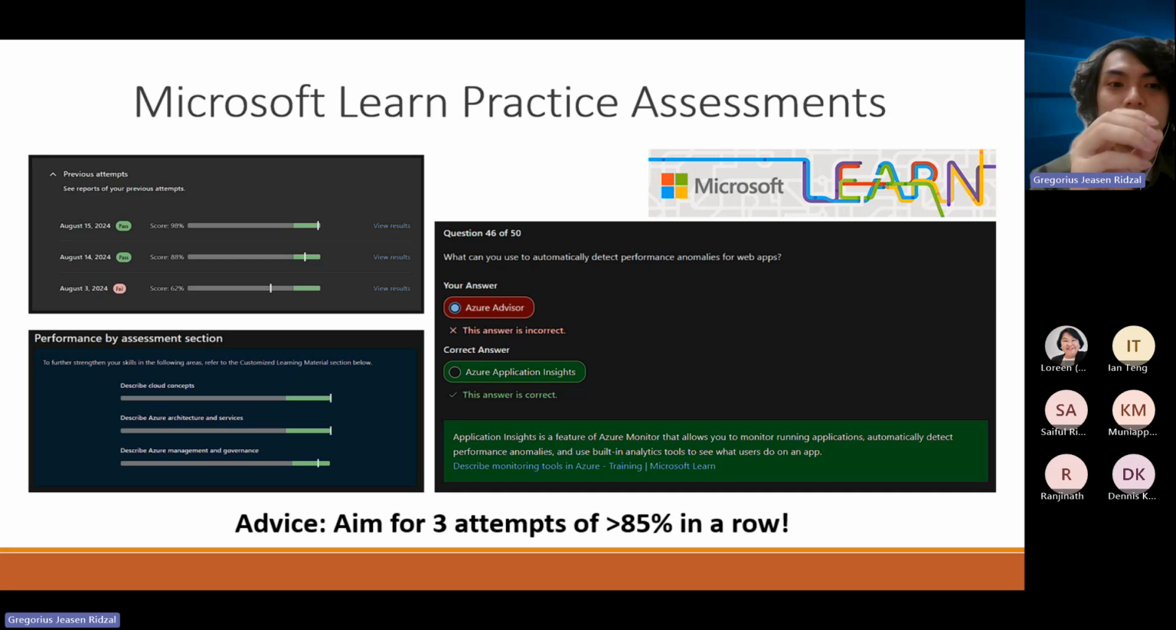And if you click onto each of these attempts, you can see which questions you got wrong, right? For example, this one, I got wrong on question 46, asking which tools I can use to detect anomalies. I picked Azure Advisor. The right answer is Application Insights, and it'll show you why that is the case. So it'll do that for every single question you did wrong, so you know where to focus in, right?